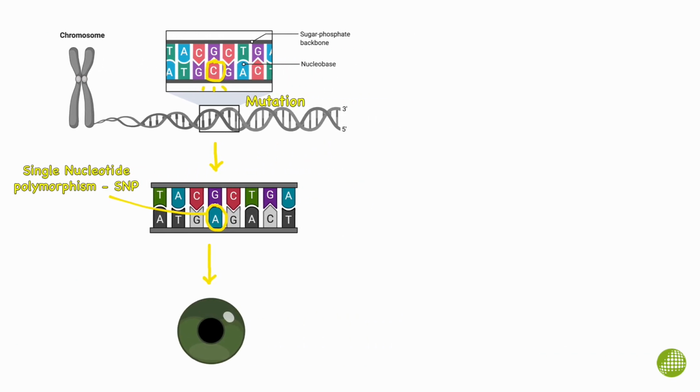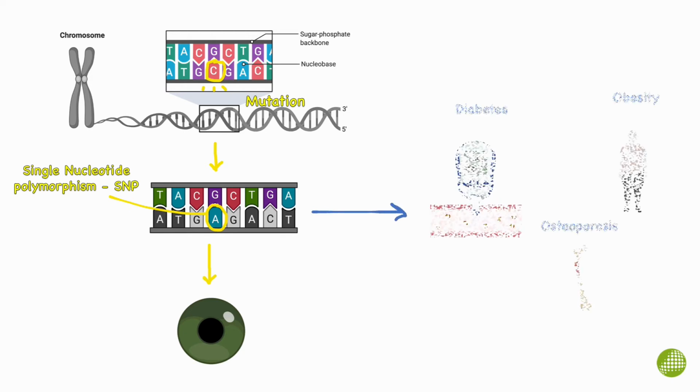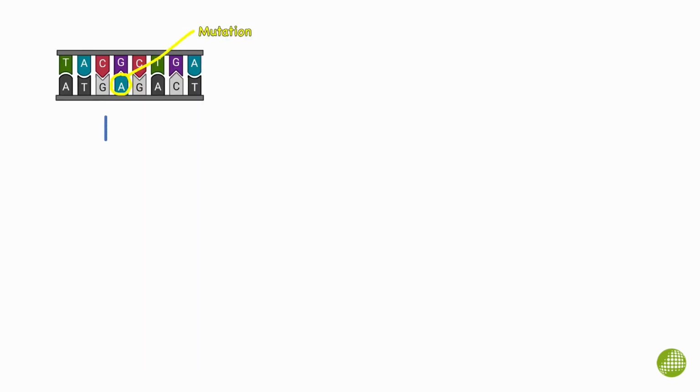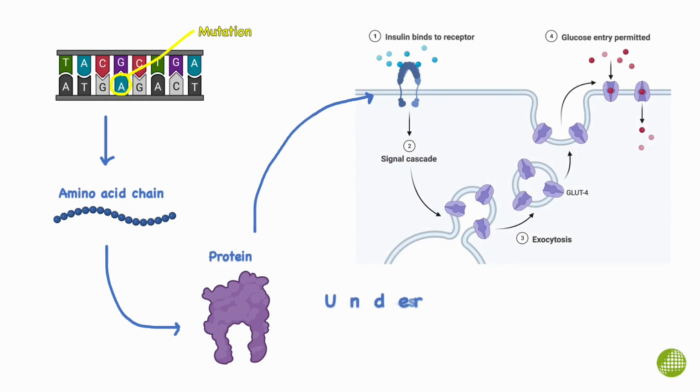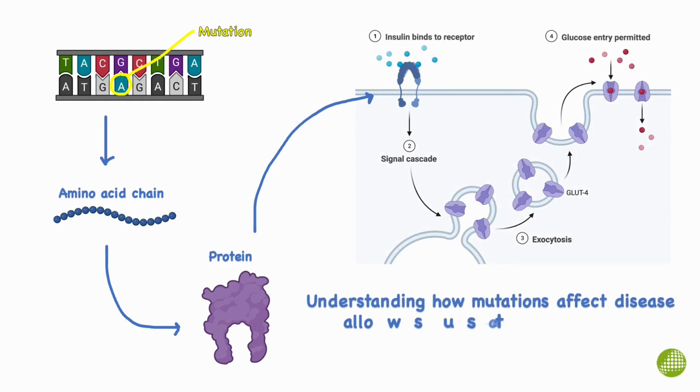We can study how these small changes in DNA can influence your risk of developing diseases such as diabetes, obesity, or osteoporosis. What's more, we can map in the DNA the precise location of a mutation and then study how biologically this mutation influences the disease. This is a really powerful tool to gain understanding into the mechanisms behind disease, because with more mechanistic insight, we can develop more effective treatments for disease.